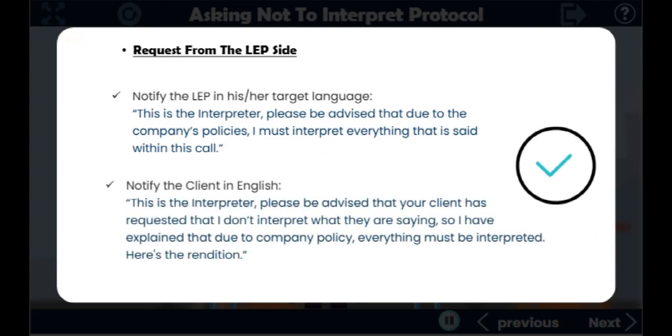Then, notify the client in English by saying, "This is the interpreter, please be advised that your client has requested that I don't interpret what they are saying, so I have explained that due to company's policy, everything must be interpreted. Here's the rendition." And then start interpreting.